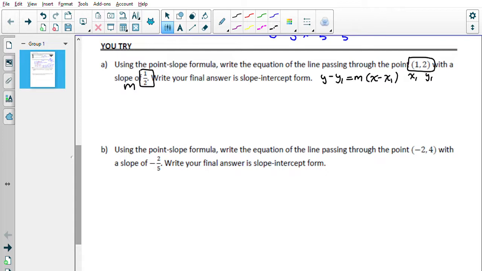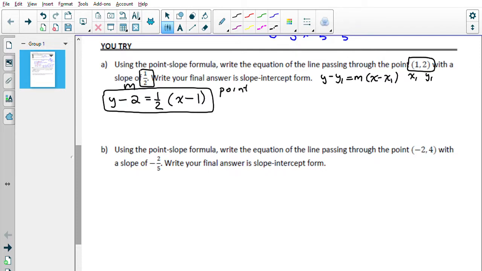So plugging into that, you will get y minus 2 equals 1/2 times (x minus 1). So right there, that's all the steps you have to take to get it into the point slope equation. So there's your point slope method. There's your point slope formula.